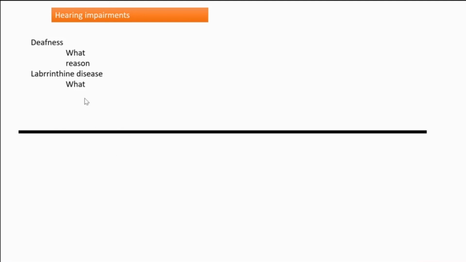Next is labyrinthine disease. Labyrinthine disease means there is some infection or inflammation happening to the membranous labyrinth. Such defective conditions are called labyrinthine disease.